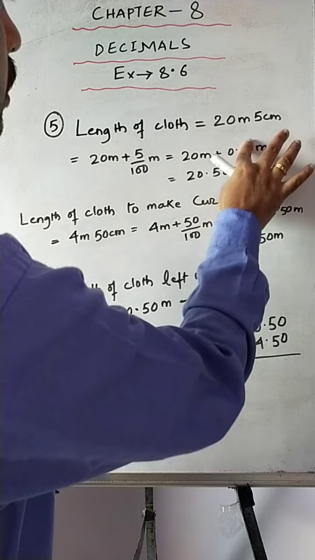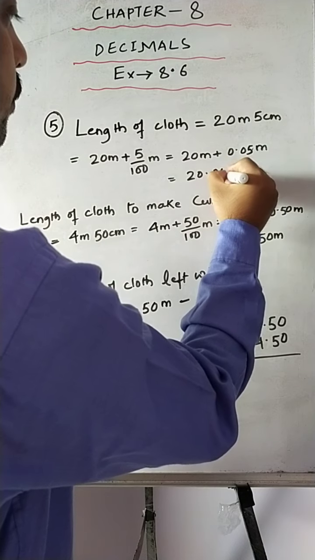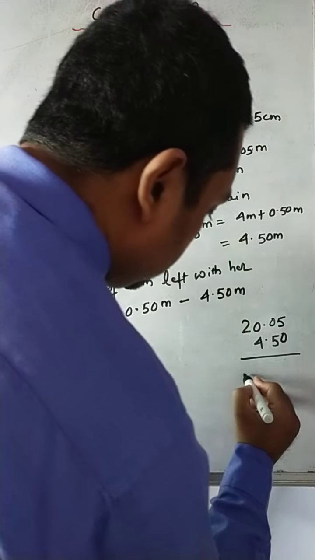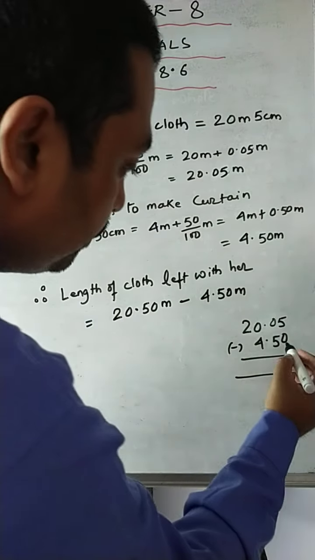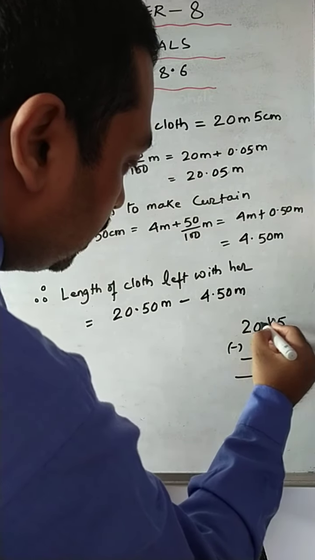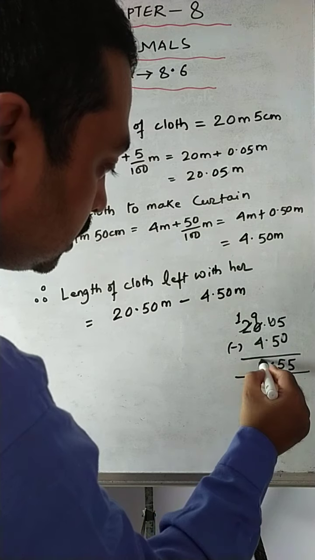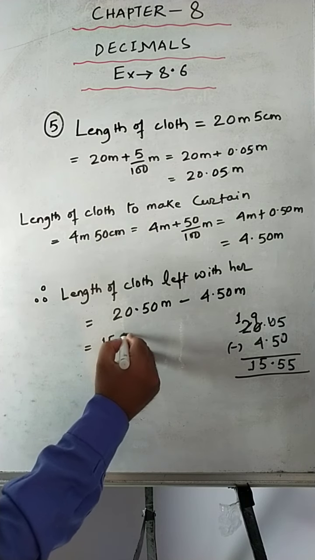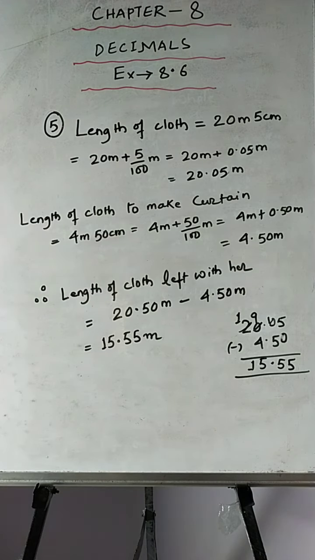Sorry, this would not be 50. I'm extremely sorry. So this will be 0.5. Yes, now this would be 0.5. So 5 minus 0 is 5. So you have to take 1 carry out here. It will become 9 and it will become 1. So 10 minus 5 will be 5. 9 minus 4 is 5 and 1. So your required answer will be 15.55 meter. Okay, so this is the length of cloth left with her, that is 15.55 meter.